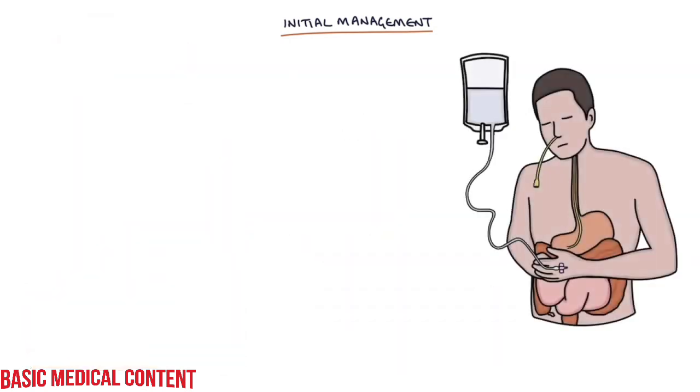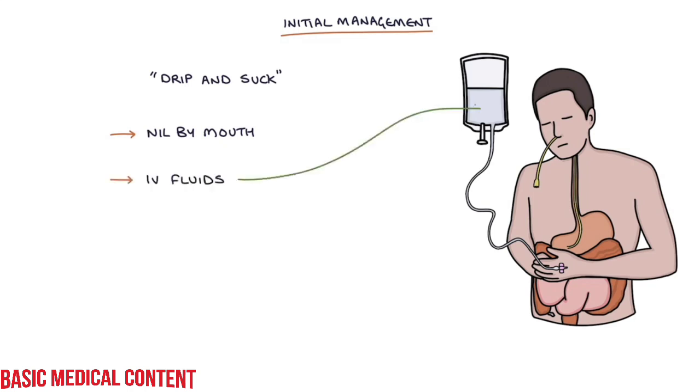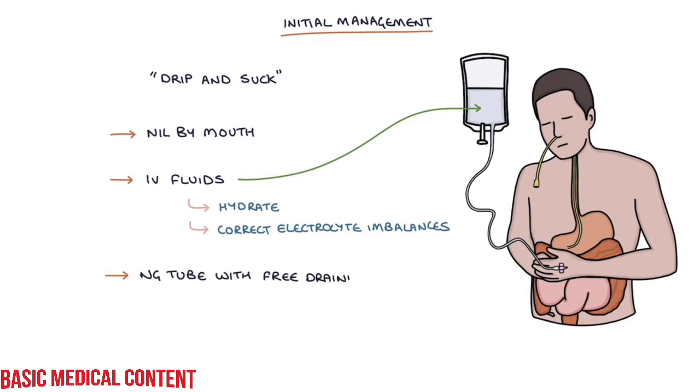The initial management of a bowel obstruction is casually described as drip and suck. The patient needs to be nil by mouth. Don't put any food or fluids in if there's a blockage of the gastrointestinal tract. The drip refers to IV fluids, which are used to hydrate the patient and correct any electrolyte imbalances. And the suck refers to an NG tube with free drainage to allow the stomach contents to freely drain and reduce the risk of vomiting and aspiration.